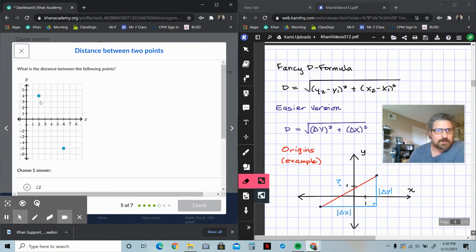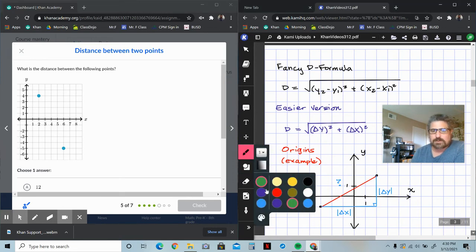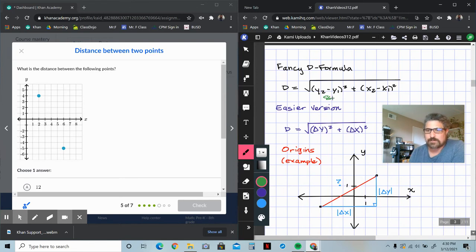All right, so for this one, you could identify the ordered pairs, or you could just count to see what the triangle dimensions are. I think it's easiest to count. So it goes from 4 on the y-axis all the way down to -5 on the y-axis. So it's going to be 4 plus 5, or 9. So what's your change in y squared? The change in y is 9, and then square it, you get 81.